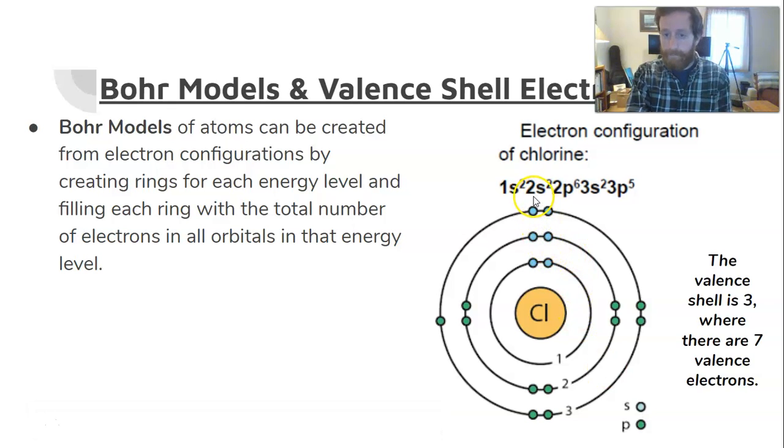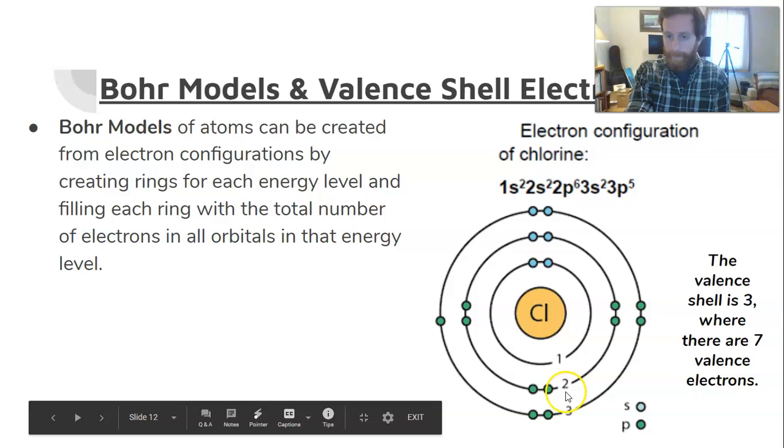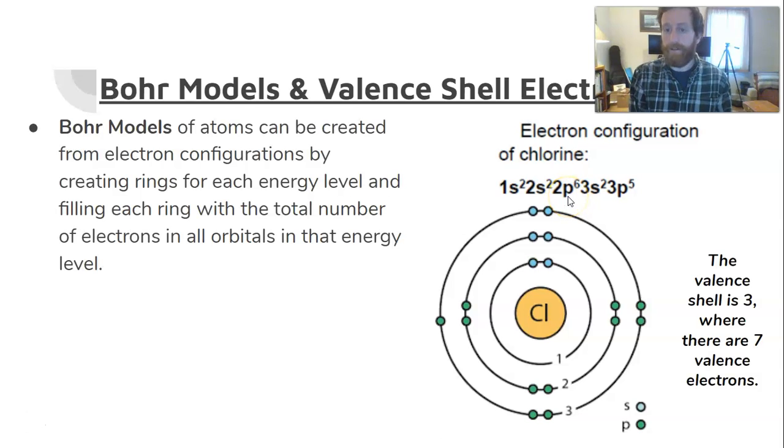Now I go up to the next part, which is 2s2, 2p6. These total 8 electrons are existing in 2 different orbitals, but they're in the same energy level. They're at approximately the same distance from the nucleus. I know that because they both have a 2 in front of them. And so I would draw another ring that would be the second energy level. And I would draw, in this case, 2 light blue ones to represent the 2 from the s orbital. And then I would draw 6 light green ones to represent the 6 electrons from the 2p subshell.